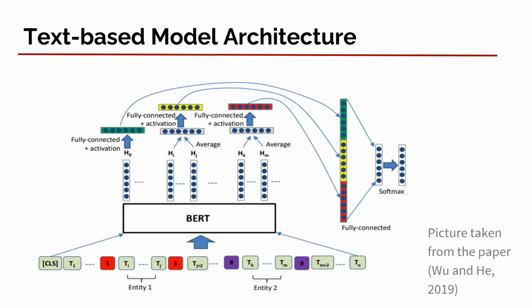Next, we'll talk about the architecture. So this architecture was basically an already existing architecture proposed by Wu and He in 2019, in which their model tries to use the entity level and the sentence level information, and using that information they try to predict whether they are interactive or not.